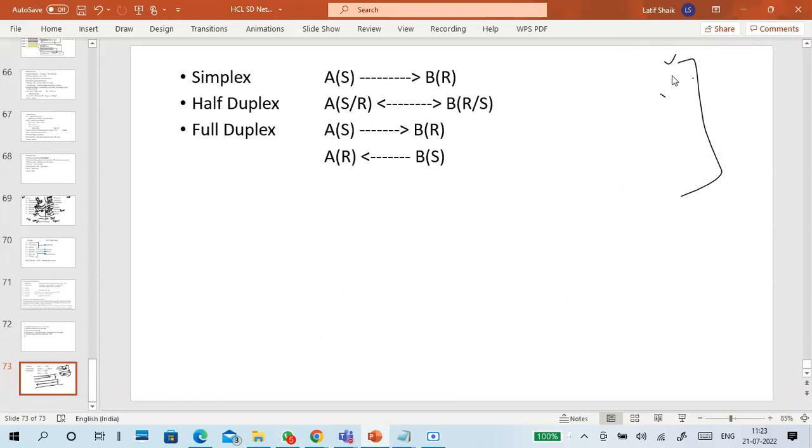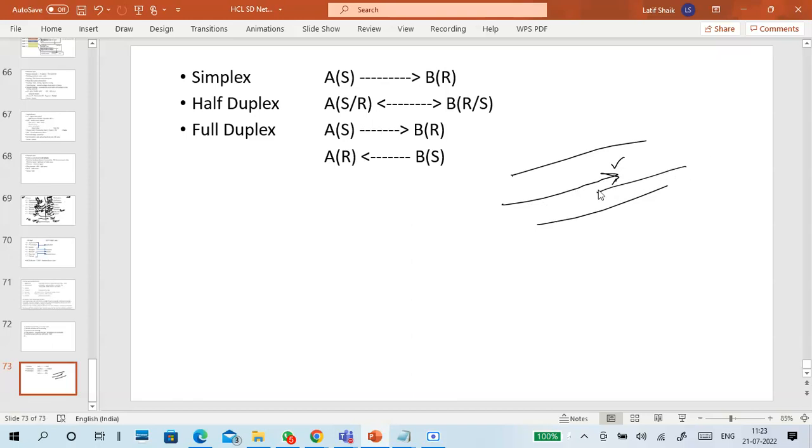Half duplex is a single road where two-way traffic is allowed, but not at the same time. For example, once one direction has crossed and completed, the other is allowed, but both at the same time are not allowed. A can send a message to B, and once that is completed, then B goes to A.